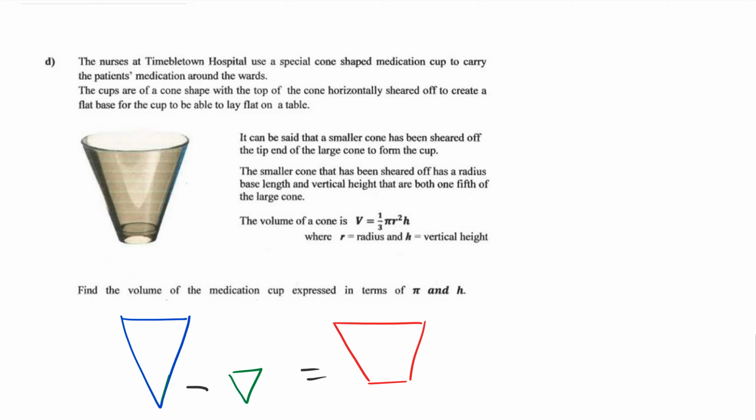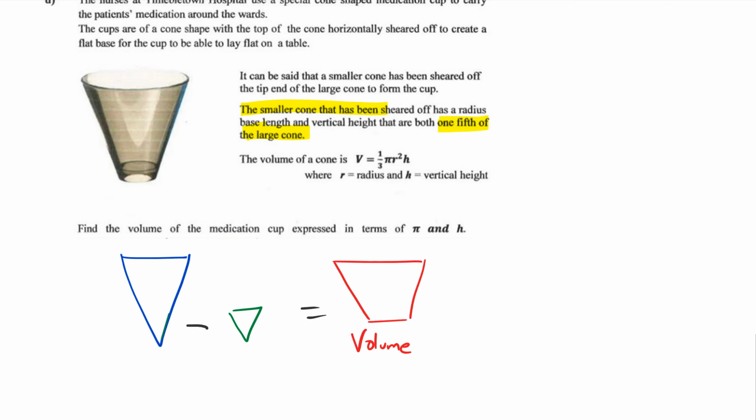All right, so we're asked to give the volume for this particular shape here. Now there's only one bit of information that's really crucial to us, and that's this here. The small cone that's been sheared off has a radius, base length, and vertical height that are both 1/5 of the large cone. So the height of this small cone is 1/5 of the height of the big cone.